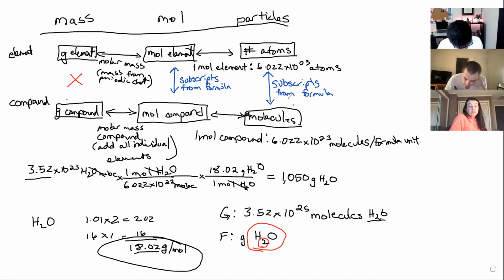This one may feel a little more intuitive, right? Because hey, if I've got a single molecule, I'm going to have 2 hydrogen atoms and 1 oxygen atom. The same thing applies for a mole relationship. We can use the subscripts from the formula. So let me do a little bit of an analogy here with, like, 4-leaf clovers.